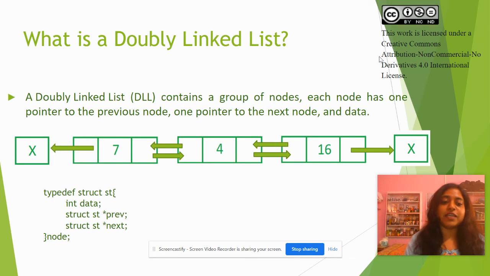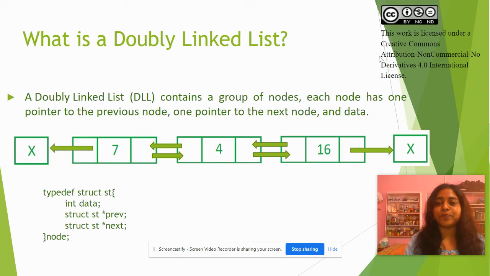As you can see here, I have defined a structure where I have maintained data of integer type, a pointer to the next node and a pointer to the previous node. Now from the figure you can see we have a doubly linked list containing three nodes. The next of the last node is set to null and the previous of the first node is set to null. And each node is maintaining a pointer to the previous as well as to the next node.